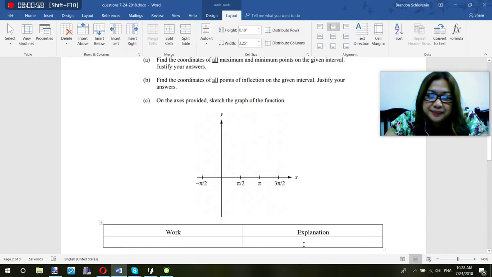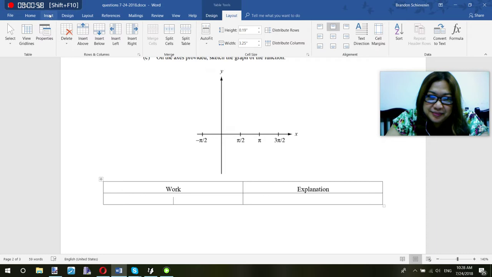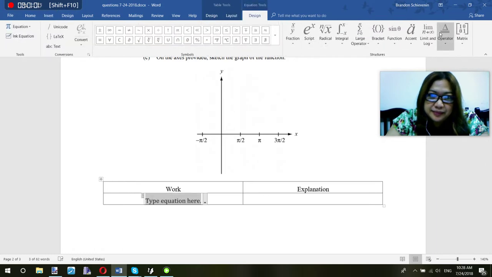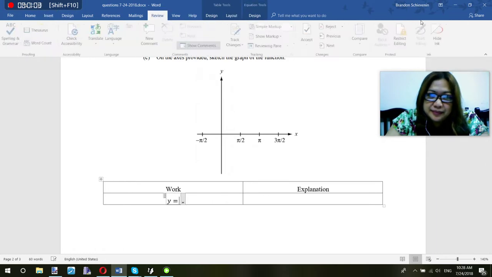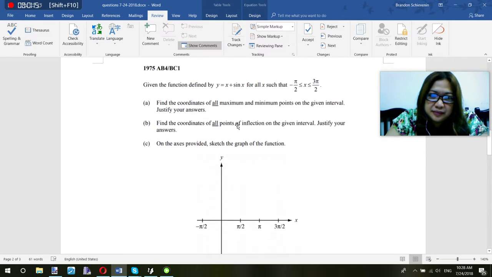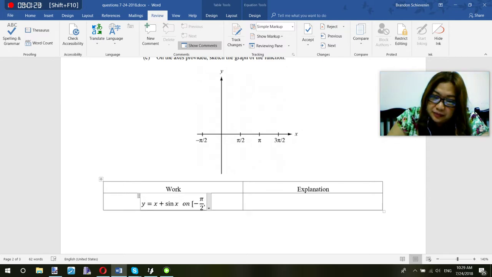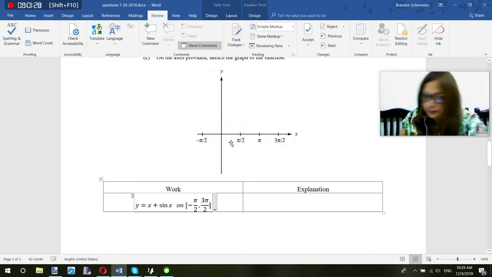Okay, sounds good. So I'm going to copy this function here. We've got y is equal to x plus sine x on the interval from negative pi halves to 3 pi halves. And that's included.